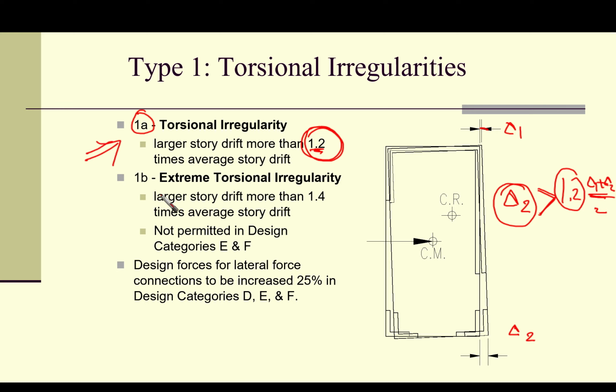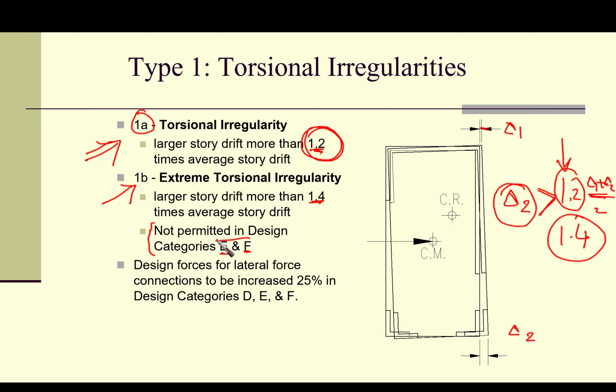But if we have this factor, instead of being 1.2, to be 1.4, then we are going into the next level, which is 1B, extreme torsional irregularity. Large story drift, more than 1.4 times the average story drift, and there is a precaution here, that it is not permitted in design categories E and F.